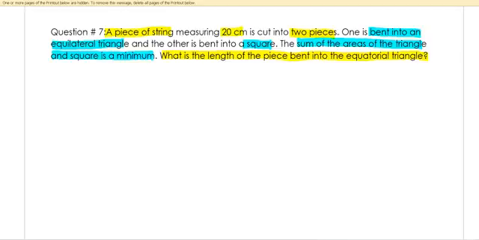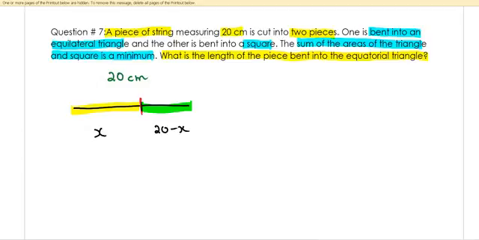I'm going to start off by drawing a string, and I know that this string has a length of 20 centimeters. Now this string is going to be cut somewhere. It's not going to be cut in half, but it's going to be cut somewhere. I don't know where, but let's just cut the string right about here. Let's write a mathematical expression for this. Let's call this part right here, that yellow part, x. And that means this green part has to be 20 minus x.